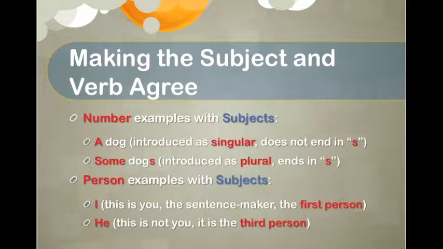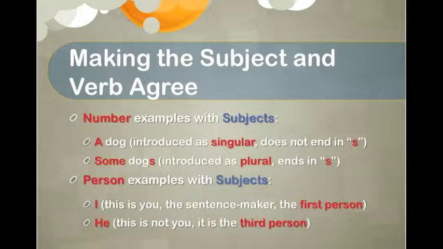So we also have person, and this is a person example with subjects. I, this is you, the person speaking, it's the sentence maker, and that therefore is called the first person. So I do whatever. And then he is another example of a person with subjects. And this is not you, it's not who you're talking to, it's the third person. It's the third person that maybe isn't there, and therefore is the third person.